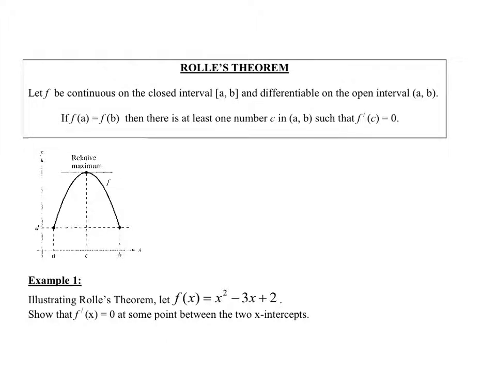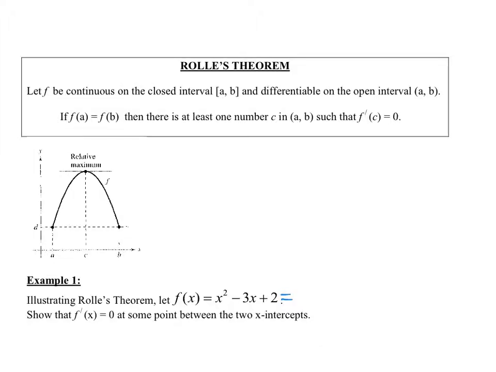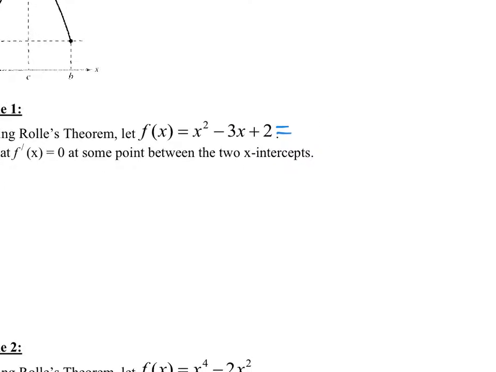Now, we can illustrate with something that we've used in the past, or something we're familiar with, a parabola. Okay? So we're going to prove that f prime of x equals 0 at some point between the two x-intercepts. Okay? Now, x-intercepts have the same y-coordinate, right? Their y-coordinate is 0. Alright, so let's get our interval here, first of all, by finding the x-intercepts. If I factored this, I'd have x minus 2 times x minus 1.